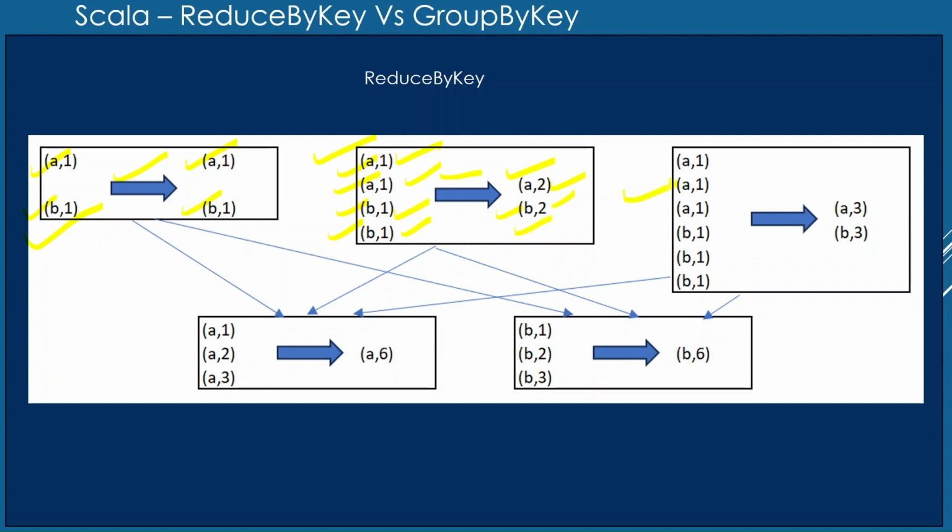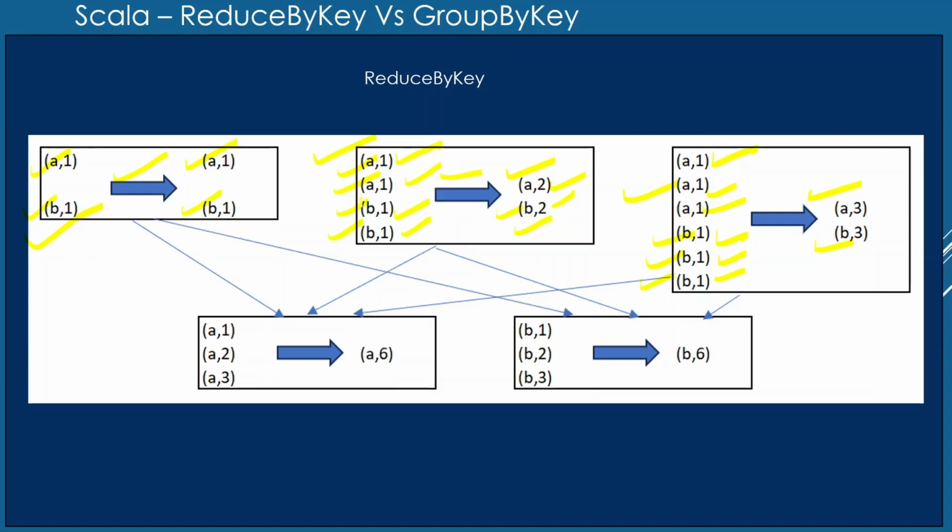Now suppose this is the third partition, which sits in a different executor. Here there are three values of A. It reduces like this: A is the key and 3 is the total value. For B, there are 3 records for the B key. It reduces to one record, with B as the key and the value 3, 1 from each record. So we have seen that the reduction function happens first within the same partition.